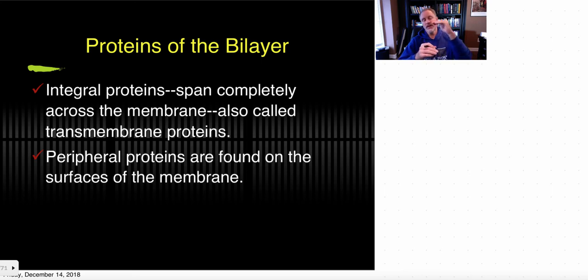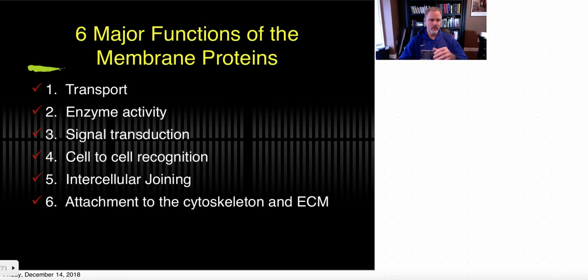These are found either on the outside surface or the inside surface of the membrane, and they do not span all the way through. So there are two classes: those that span all the way through and those that are found on the inside or the outside. Okay? And there are 6 main functions of the membrane proteins, and we're going to talk about these in the next part. All right?